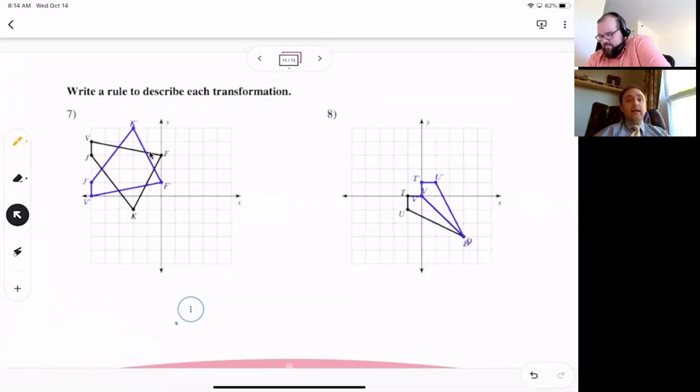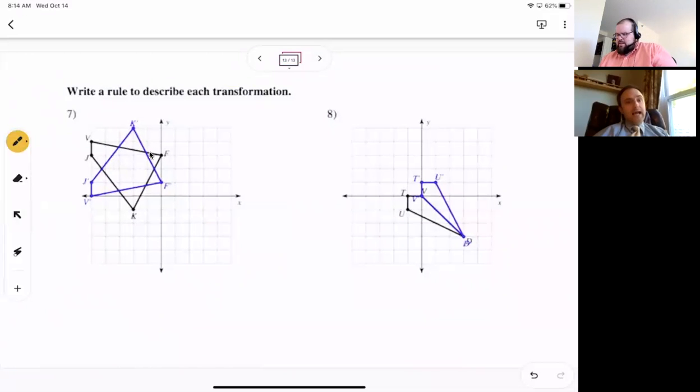I think I want to do number 8. Yeah, I think that's fair. Is it a reasonable thing to say that I can see where this reflection is happening because I can see where I could fold this in half? Or that I have 2 points that are the same for their image and the pre-image, so we know that line of reflection has to go through there. I think both statements are fair.